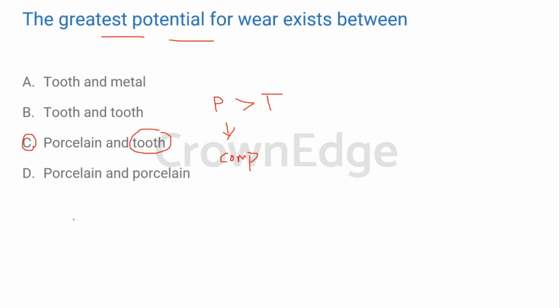These questions are twisted in different ways and asked. So you have to understand how to think. So this question was pretty straightforward: the greatest potential for wear. Whenever questions are being asked with regards to which is more comfortable for the patient, which is more destructive for the tooth, you have to answer it in a much better fashion.